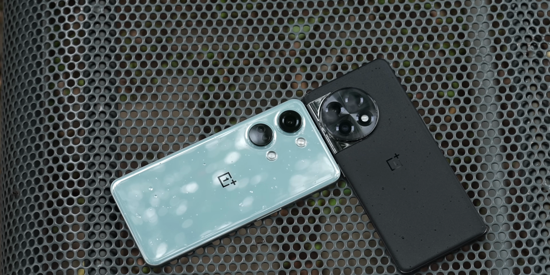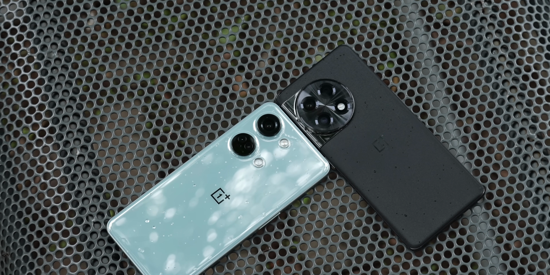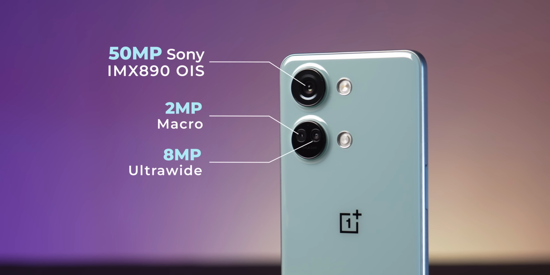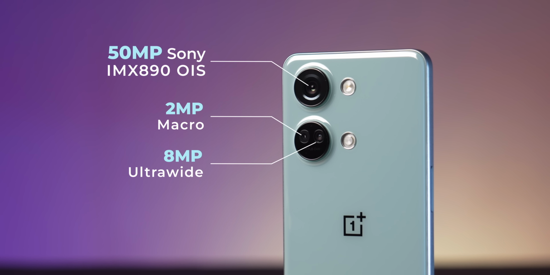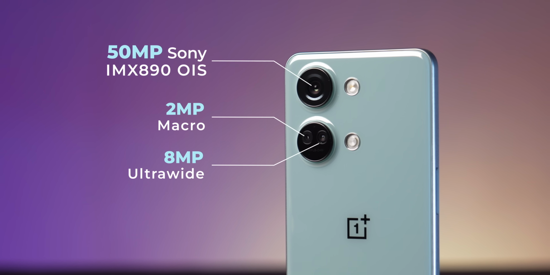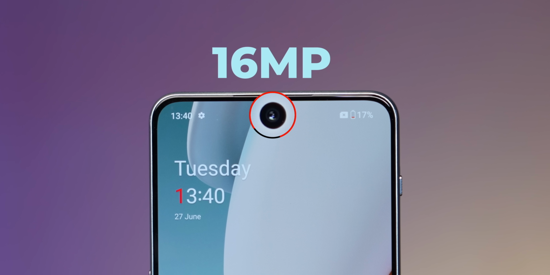Alright, let's talk about the camera setup and the camera performance, and OnePlus has played a really smart move this time. The Nord 3 actually has the same camera setup as the OnePlus 11R. So you get the same 50MP Sony IMX890 sensor with optical image stabilization. You get an 8MP ultrawide, 2MP macro and a 16MP selfie camera.